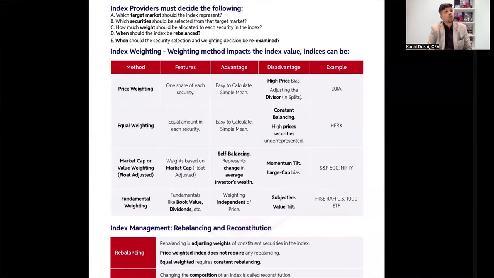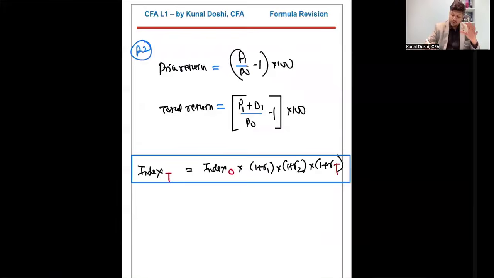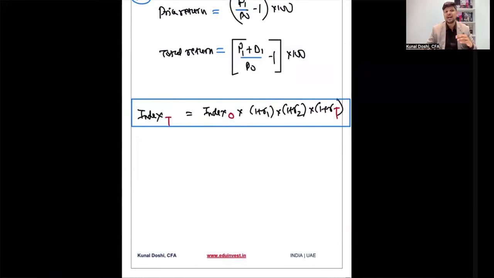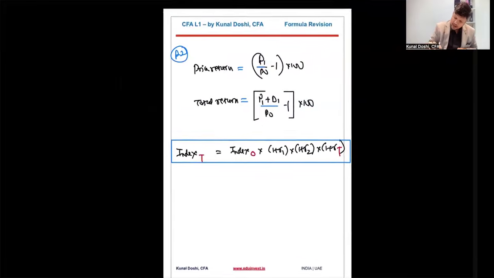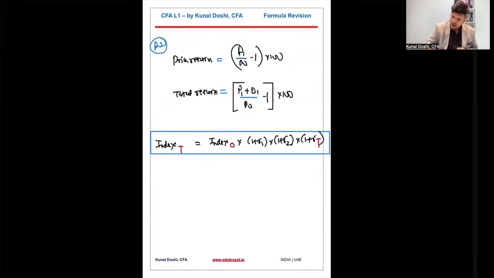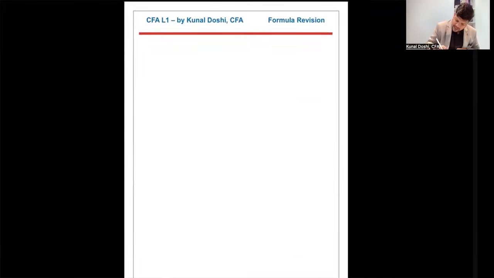Now, remember the weighting methods: price weighted, equal weighted, market cap weighted. Even though it doesn't have a formula, there are some components which I will tell you. This will help you understand how to value a price weighted index. So we are calculating what? Returns for price weighted index, equal weighted, and market cap. Now, for the price weighted index, how do we find the index value? I will write price weighted first. And these are important tips.